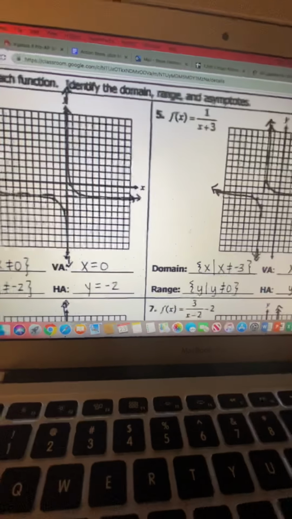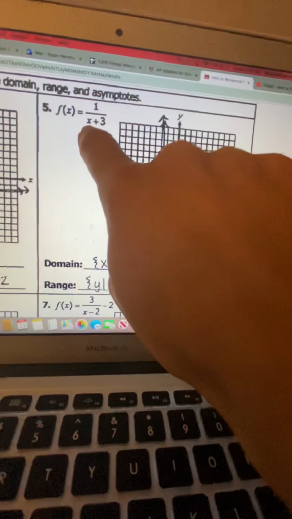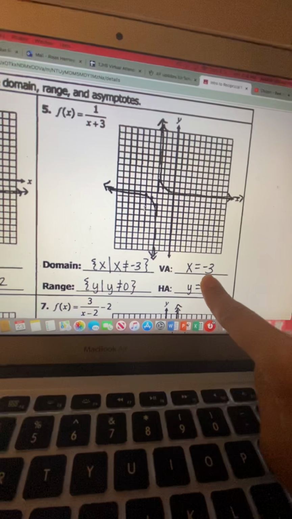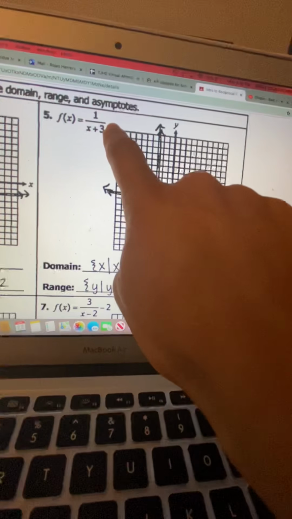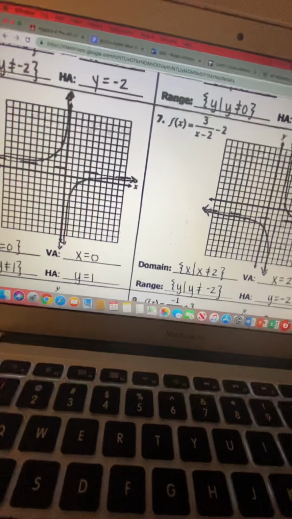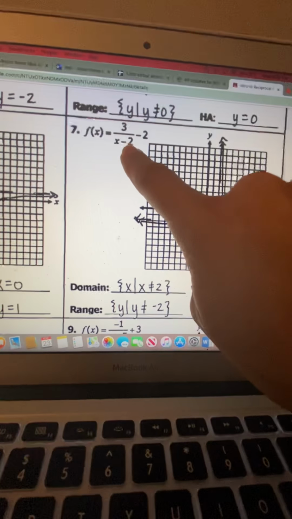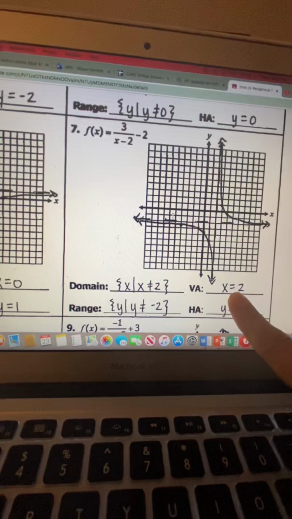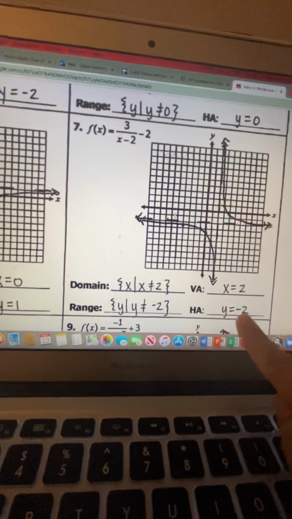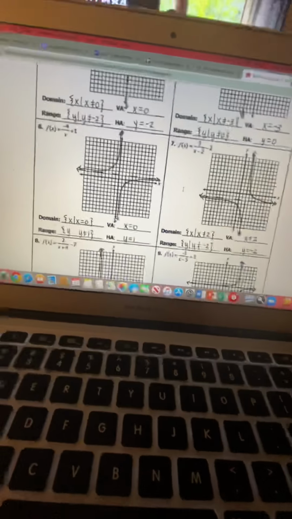Now let's look at the next one here. Vertical asymptote, you already know, x equals -3. Okay, you have to change the sign. And there's no number at the end here, so it's y equals 0. Let's do one that has both, like number 7. Vertical asymptote, x equals +2, change the sign. And horizontal is y equals -2, keep the sign. Okay. So I hope that really does help.